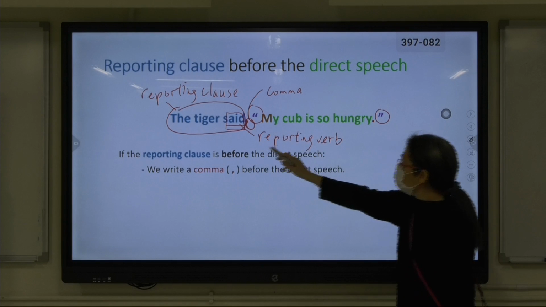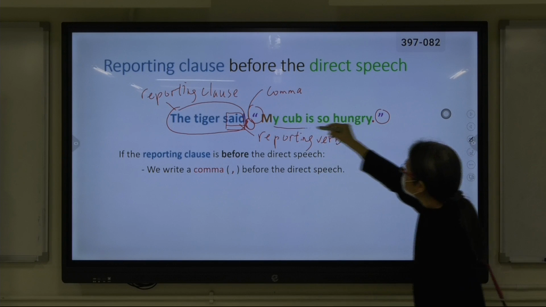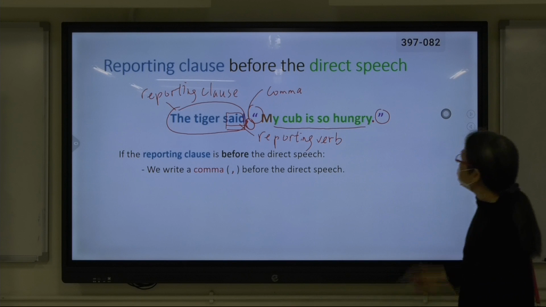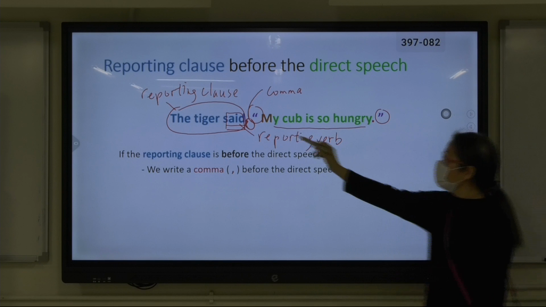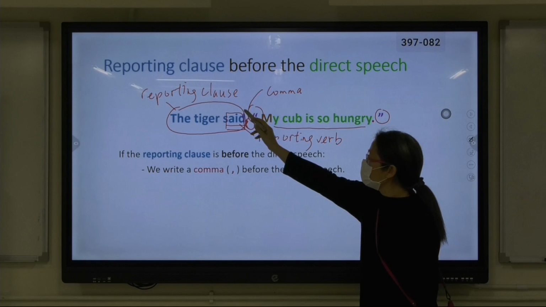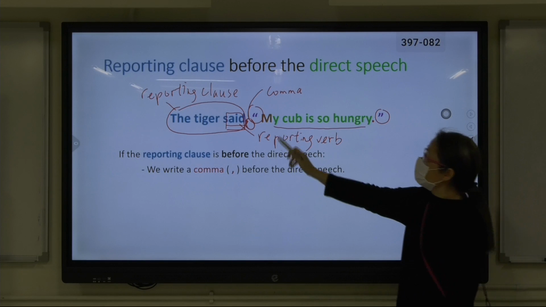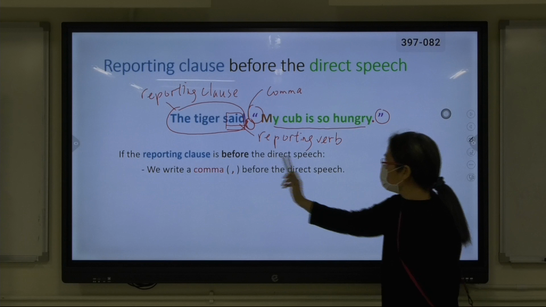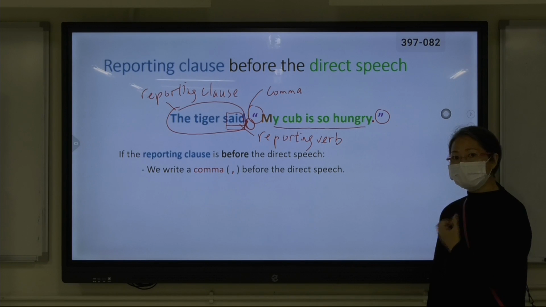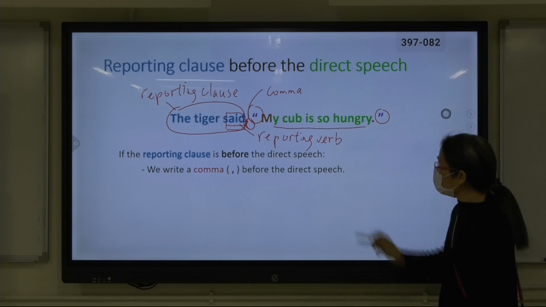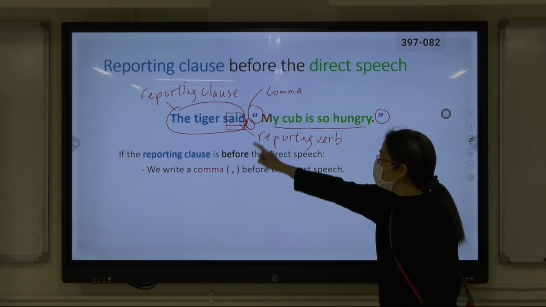The reporting clause can be put before the direct speech. This is the direct speech. Or after. In this case, we put the reporting clause before the direct speech. If you write the direct speech in this way, then we have to add a comma after the reporting clause.